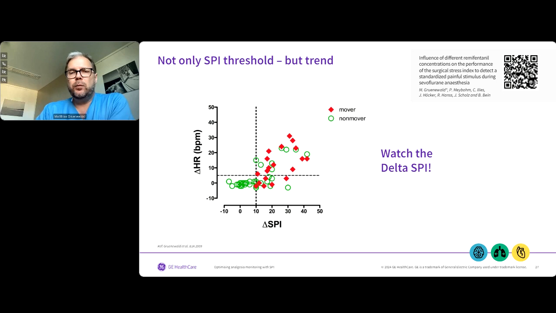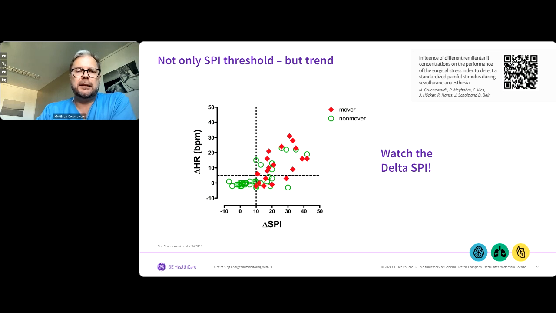Very interesting again was when we looked at the change of the variable, so therefore the delta SPI, especially in comparison to the delta in heart rate, which we often use in clinical practice to see whether the patient has the right nociceptive balance or not. We could see that all the patients that moved had a delta SPI which was higher than 10.